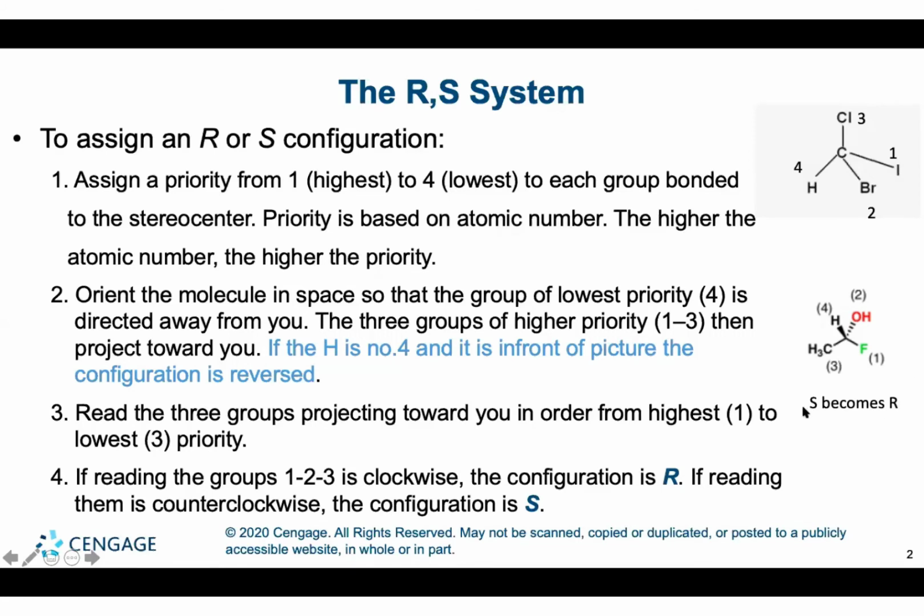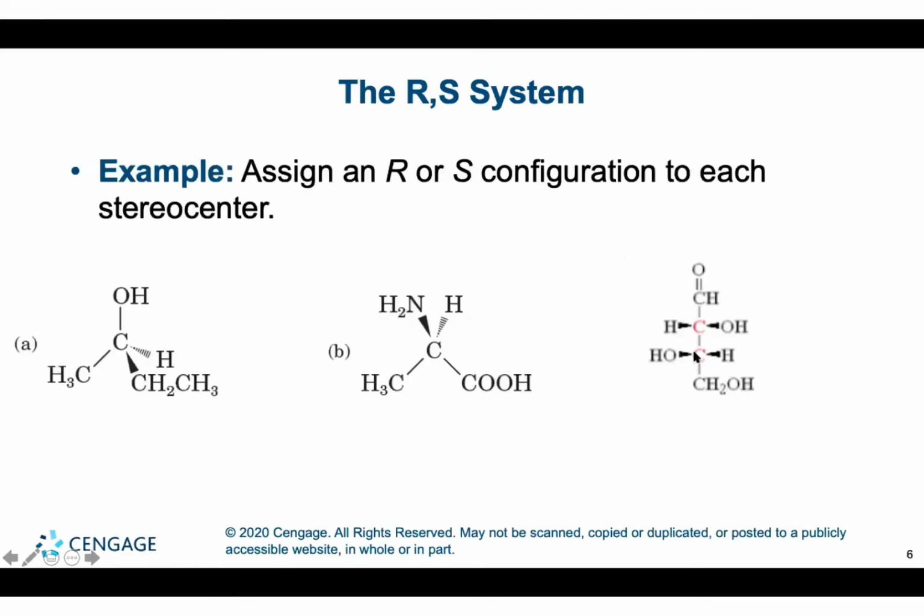You can also show the process, like here, S becomes R configuration. Here we have two chiral centers, right? These two red ones. So we need to find the R and S configuration for each of them. It depends on how many chiral centers you have. You need to find the R or S configuration for all of them.